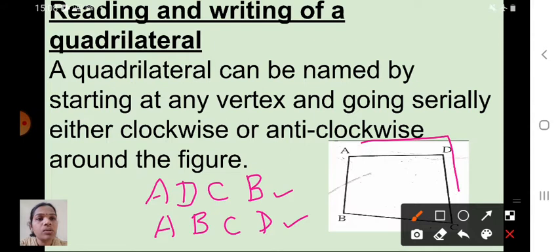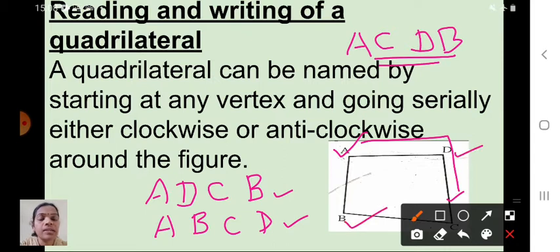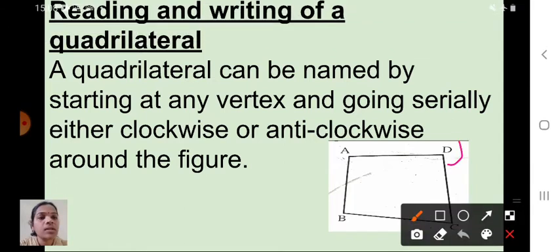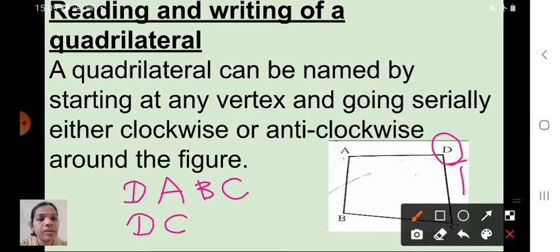See here, we can't write A, C, D, B. A is here, C is here and D, B. Like this we can't write. Okay, in case I have to start with D, can you say children, the name of the quadrilateral is what? D, A, B, C. Or this way, clockwise, D, C, B, A. Okay children, it should be like this or like this.